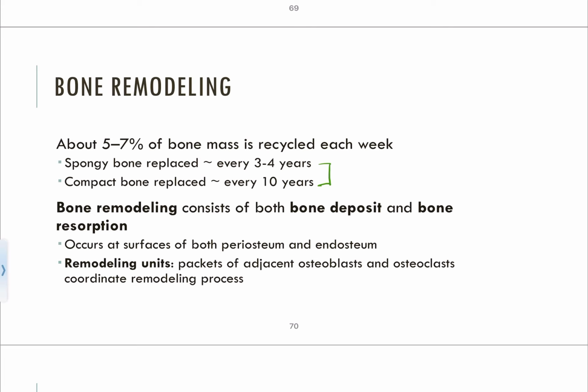When we talk about bone remodeling, like I talked about before, it's made up of both bone deposition, which is accomplished by our osteoblasts, and then bone reabsorption, which is accomplished by our osteoclasts. And it occurs at the surfaces of both your periosteum and your endosteum.